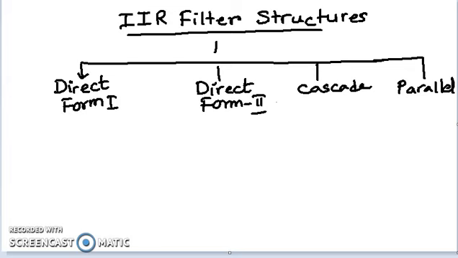So now this filter structure can be divided into several categories. As per our curriculum, I am discussing 4 parts: direct form 1 and direct form 2, and cascade and parallel structures. Now what is direct form 1 and direct form 2?